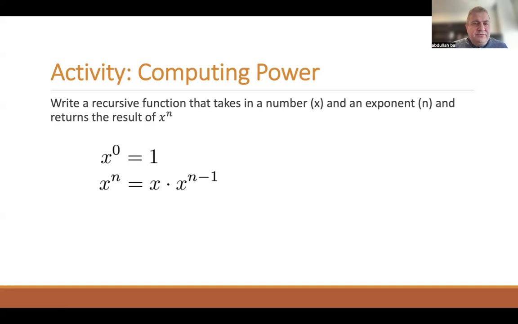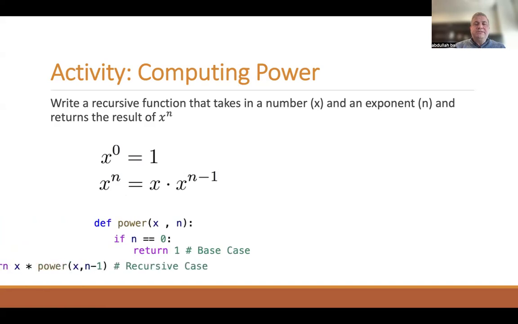Okay, there is one activity. Let's write a recursive function for computing power. This is the base case, and this is the recursive form. So initially, we can write the base case, then the recursive case.